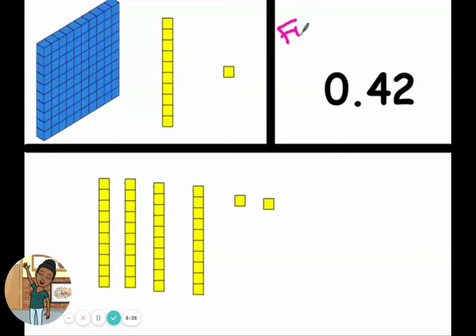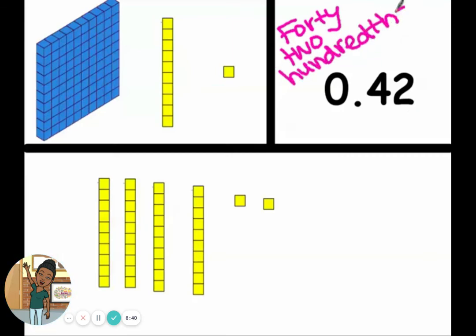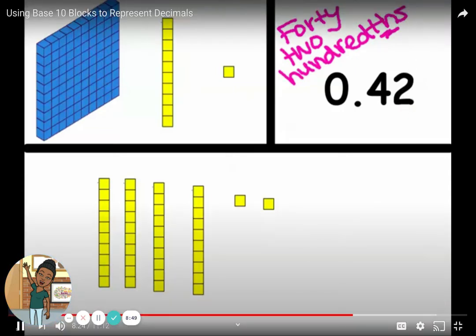I want you to get practice writing words from our numbers. So with decimals, you write the whole number first. So 42, and then you write the place value of that second number. So the 2 is in the hundredths. Remember, it's not hundreds, but hundredths. So remember to make sure to write the number first and then the place value of that last number.